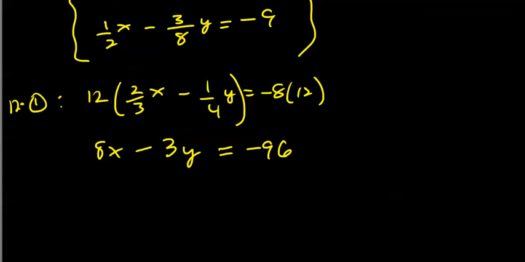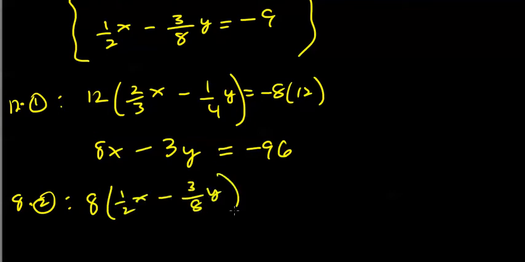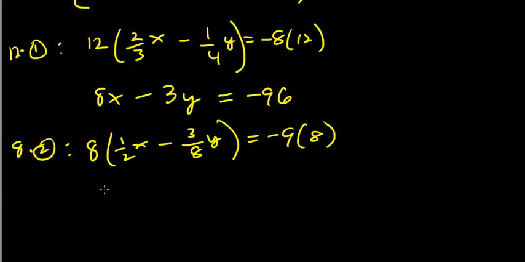The bottom equation, number 2, I'm going to multiply both sides by 8. Right? 8 is the LCM of all denominators in that second equation. Alright, so I'll write that down. 8 times 1/2 x minus 3/8 y equals minus 9 times 8, multiplying both sides of that second equation by positive 8, and I'll get 4x minus 3y equals minus 72.